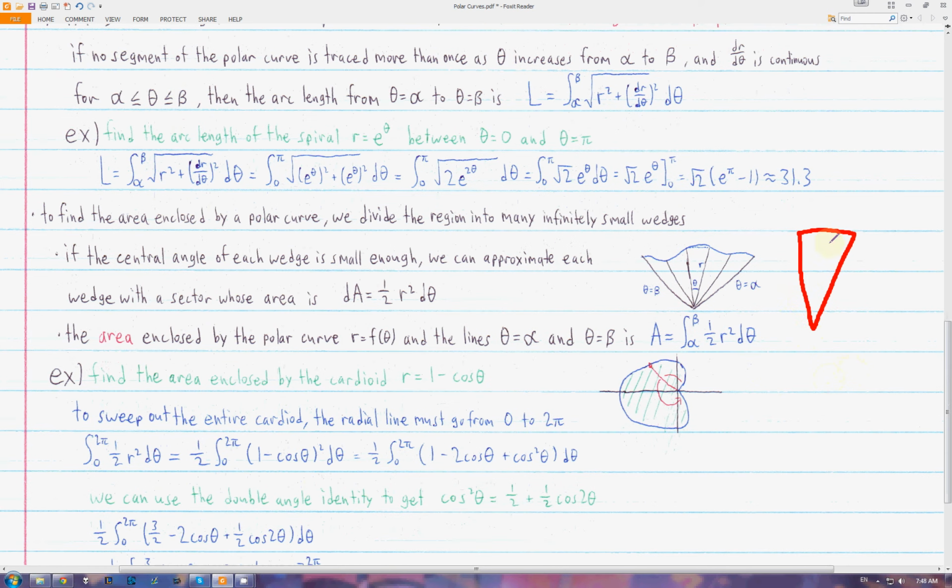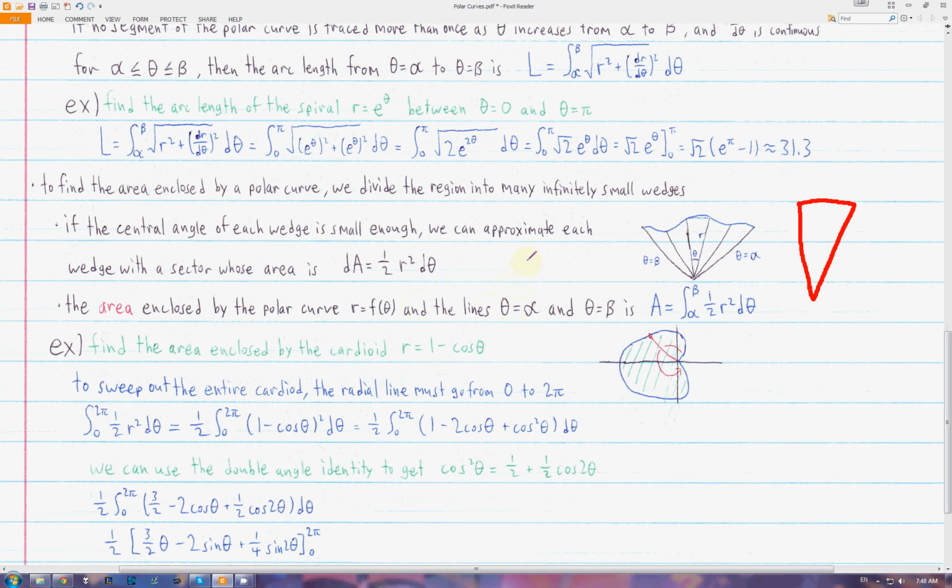So the area of each of these very small sectors will be 1/2 r squared d theta, where d theta is just a very small theta. So then if we want to find the area of the whole area from alpha to beta, then we just integrate to add up all the areas of these small sectors. So we get the integral from alpha to beta of 1/2 r squared d theta.